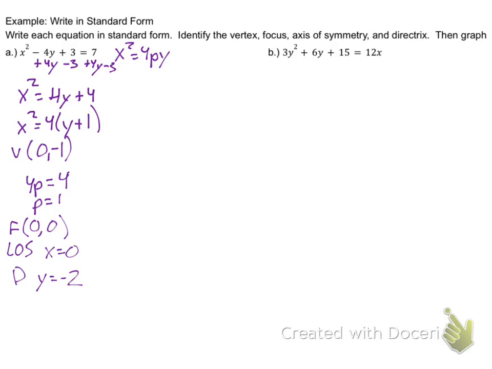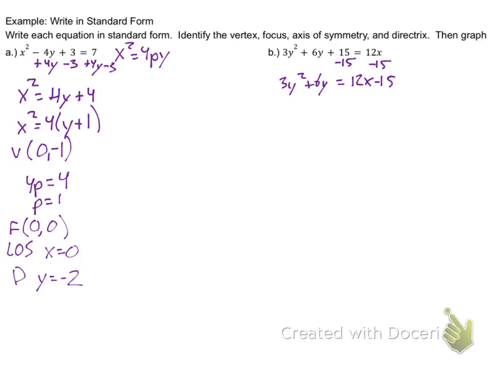The next one. If you notice, it has a y squared and another y. So this one is going to open left or right. So we're going to have some issues. I still need to separate my x's from my y's, which means take 15, bring it over, so minus 15. Now this problem is going to be done 2 different ways. We'll get the same answer. I'm going to have to complete the square.